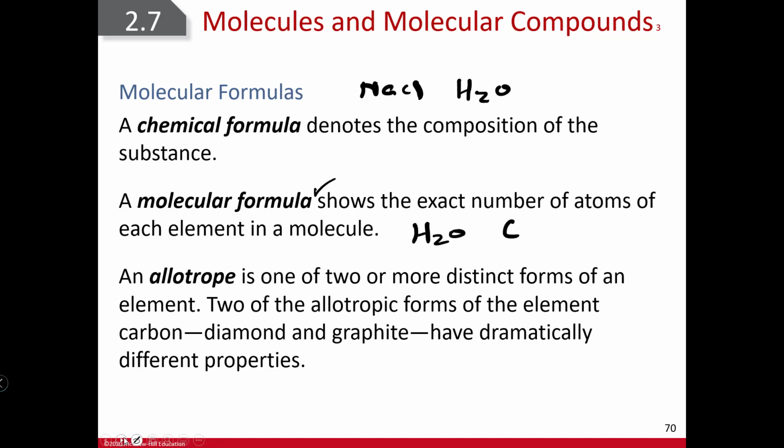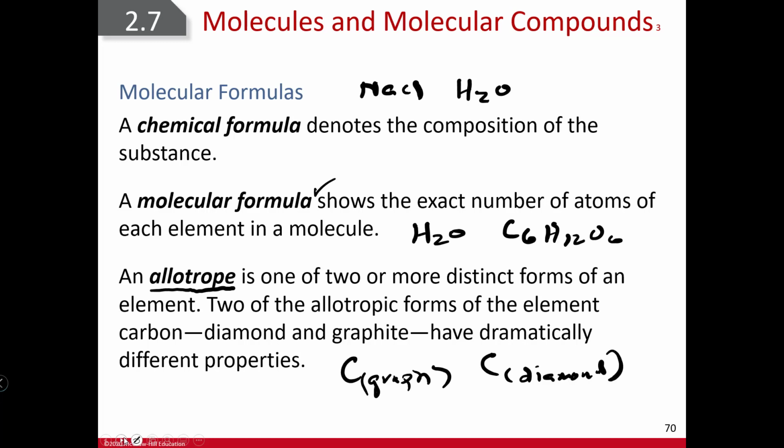We could also have a sugar, C6H12O6. Tells us exactly how many carbons, how many hydrogens, and how many oxygens are in each molecule of sugar. Then we have the word allotrope. I think it's weird that this one's actually on this slide because this is something a little different. An allotrope is where you have an element like carbon and it comes in different forms. So carbon comes in a graphite form and carbon comes in a diamond form.